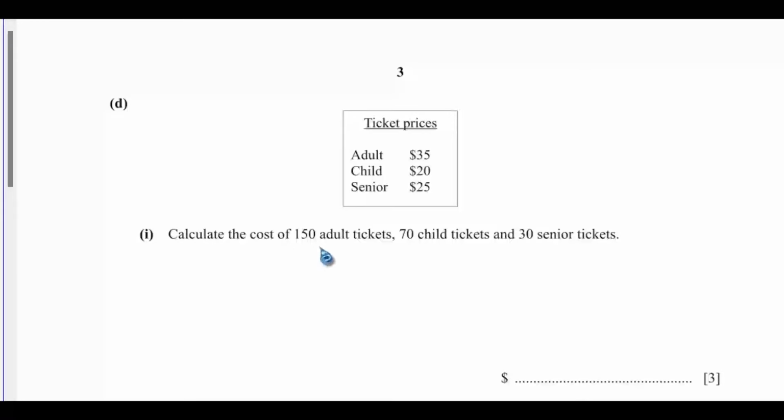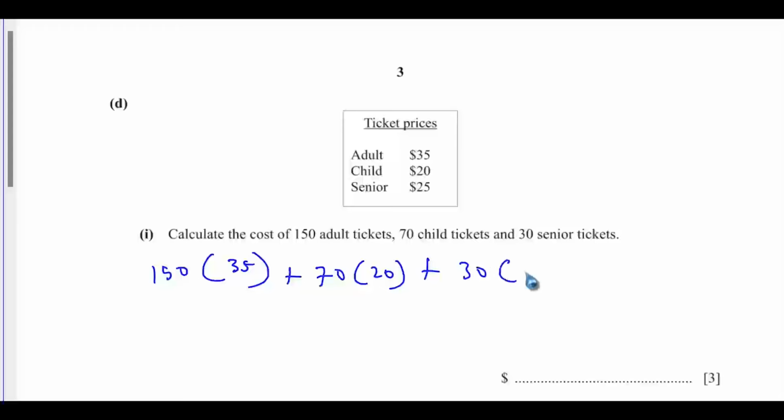Calculate the cost of 150 adult tickets, 70 children tickets, and 30 senior tickets. So what you need to do here is to multiply this: 150 multiplied by 35 for adults plus 70 multiplied by 20 for children plus 30 multiplied by 25 for senior. So if you do this, this will give you $7,400.